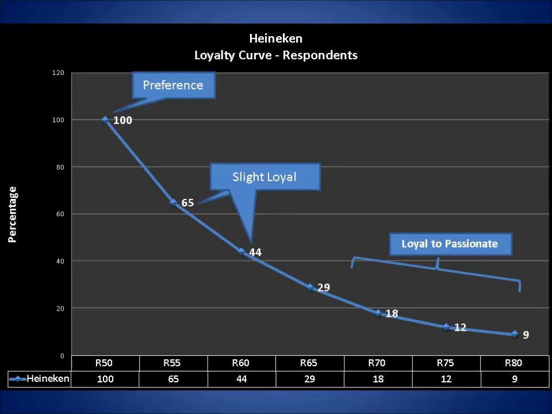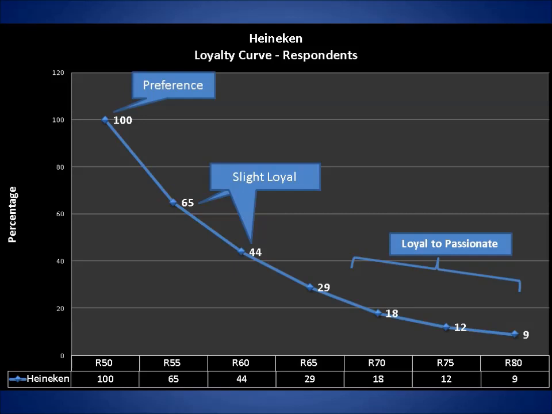We increase the price of Heineken by 5 Rand, that is a 10% increase, and you're down to 65% of that 100%, still preferring Heineken. You increase it by another 10%, get it to 60 Rand. Well, now you're down to 44%, less than half of the guys that preferred it right in the beginning of the survey are still saying I would choose it. And then you get to people at levels of 65, 70 and more rands per carry pack that are still loyal.